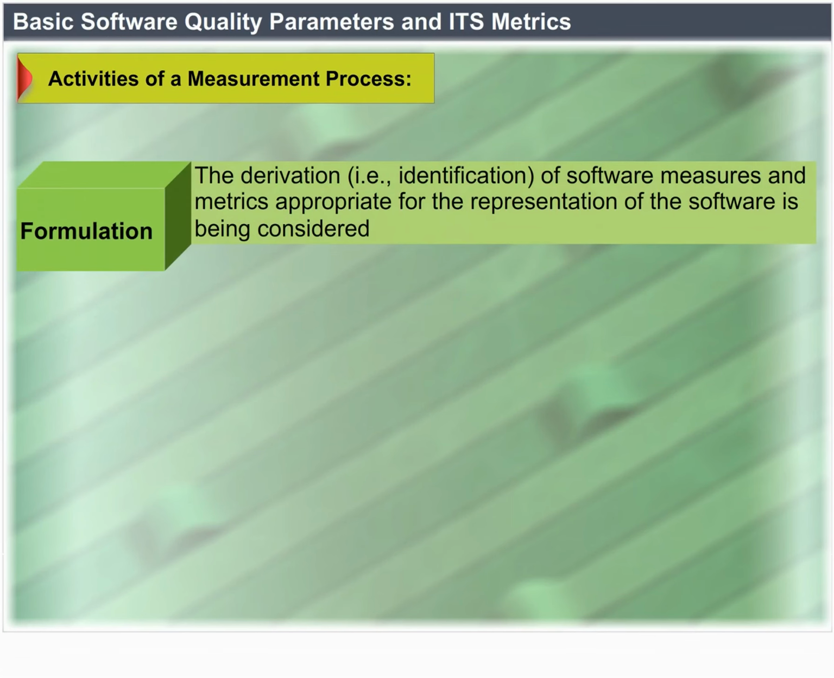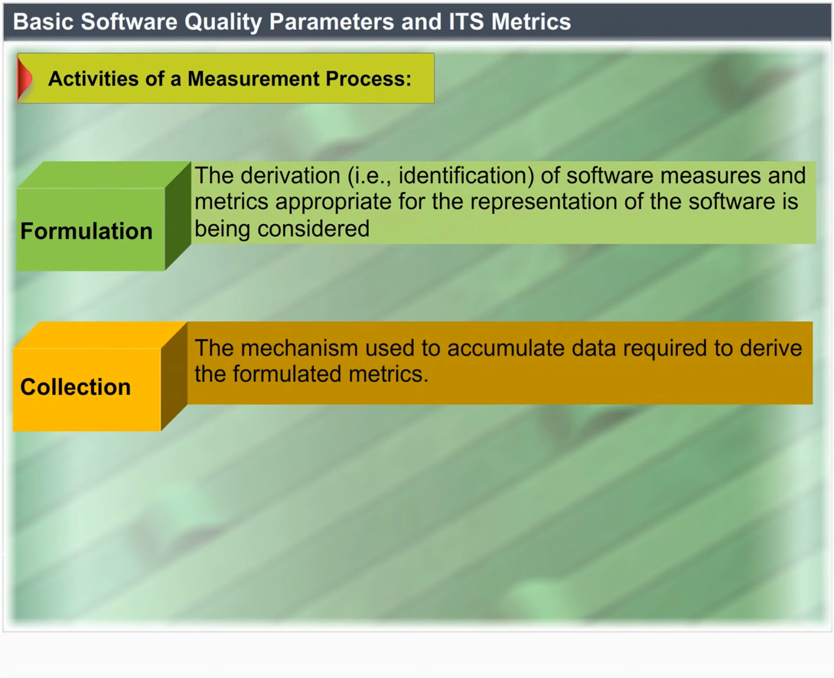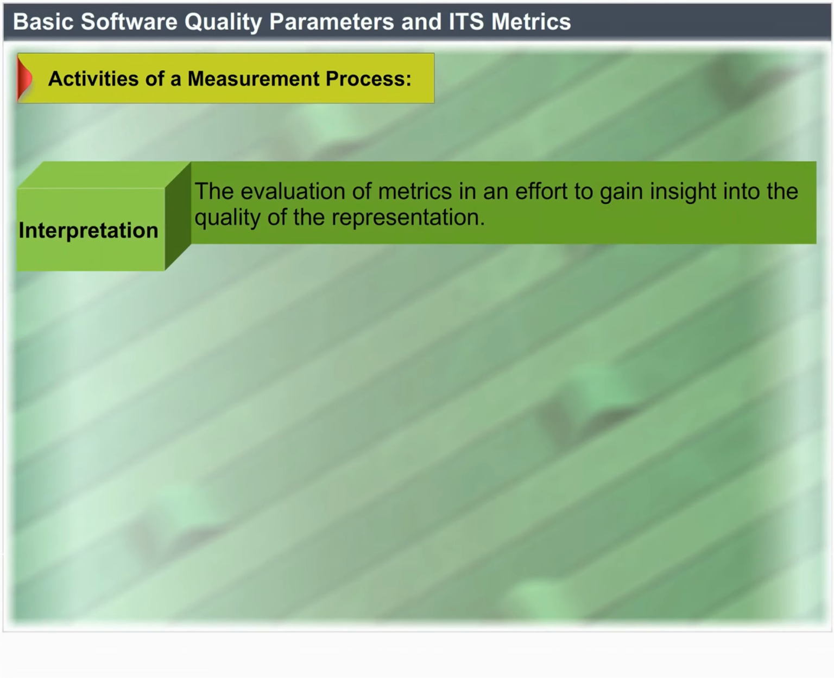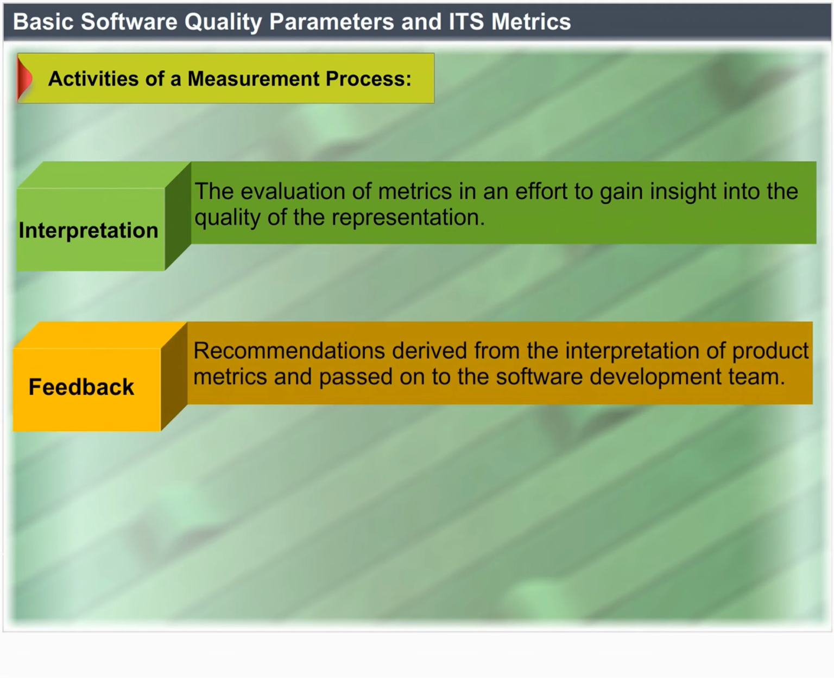Activities of a measurement process. Formulation. The derivation, that is, identification of software measures and metrics appropriate for the representation of the software that is being considered. Collection. The mechanism used to accumulate data required to derive the formulated metrics. Analysis. The computation of metrics and the application of mathematical tools. Interpretation. The evaluation of metrics in an effort to gain insight into the quality of the representation. Feedback. Recommendations derived from the interpretation of product metrics and passed on to the software development team.